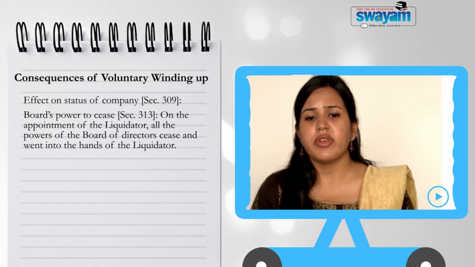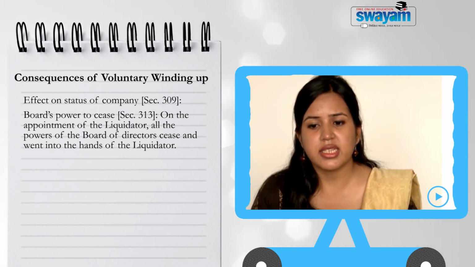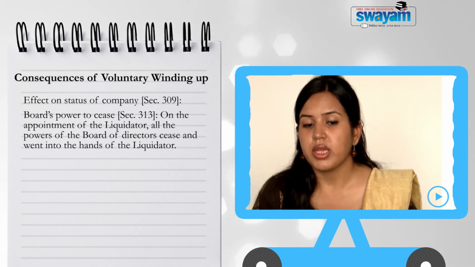Board's power to cease: on the appointment of the liquidator, all the powers of the board of directors cease and go into the hands of the liquidator. Then, avoidance of transfers. This is section 334 of the Act. All transfers of shares and alterations in the status of members made after the commencement of winding up are void unless sanctioned by the liquidator or the transfer is made to the liquidator. Last but not the least, discharge of employees. Section 334: a resolution to wind up voluntarily operates as notice of discharge to the employees of the company.